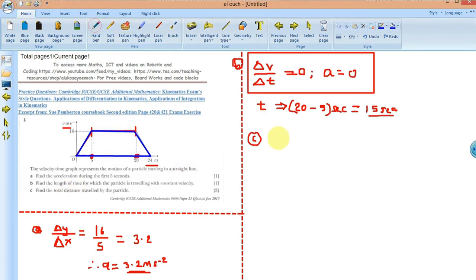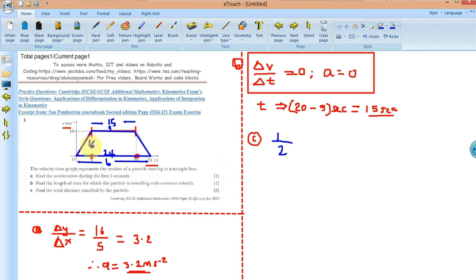So area of trapezium is half into sum of the parallel sides. If this is A and this is B, that's the distance here. The total distance here is like 24. The distance here is from 5 to 20. That is 15. So A is 15 and B is 24. So B is 24 minus 0. A is 15, that is 20 minus 5. So that's A and B. Then times height. Height is 16 minus 0, that is 16.